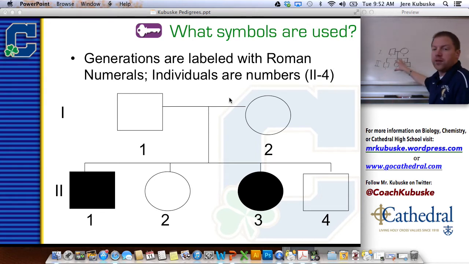So the reason we number like this is, let's say I was going to ask you a question like, tell me person Roman numeral 2-2. What is the sex of that person? Well, then I would go, okay, Roman numeral 2 means second generation, and then it's the second person over, so I'd go to the second person. So that is a female right there. So that's how we answer questions about people that are in the pedigree.